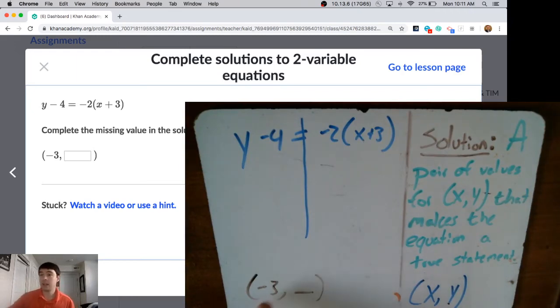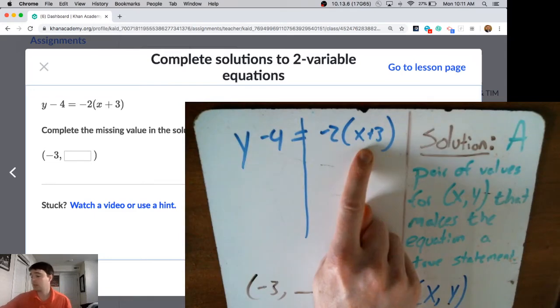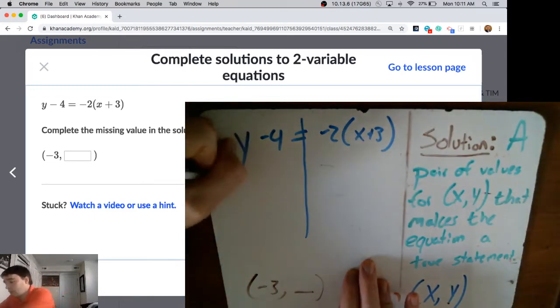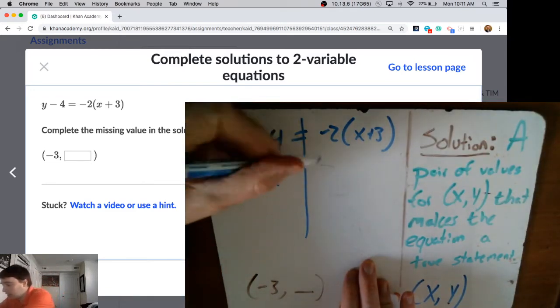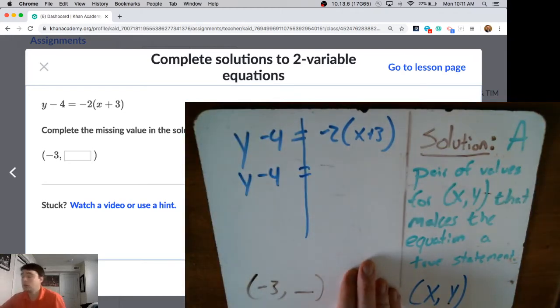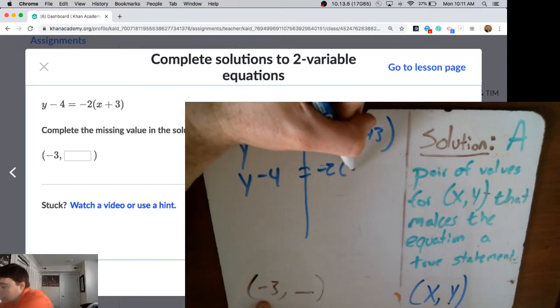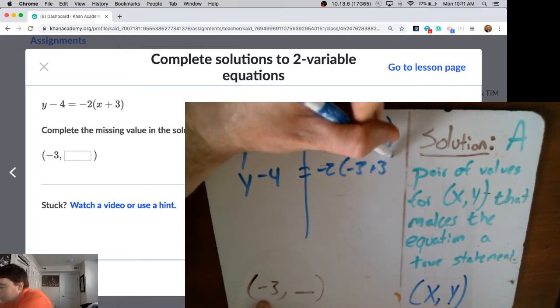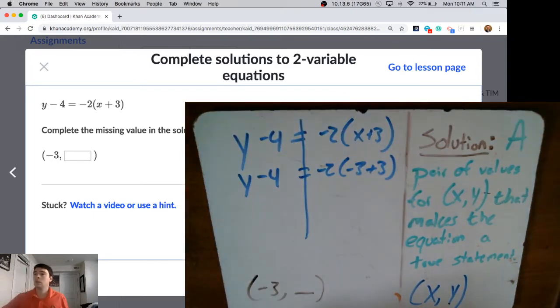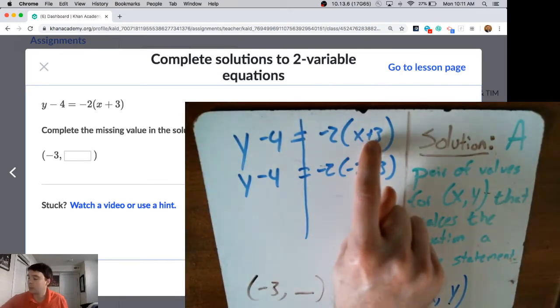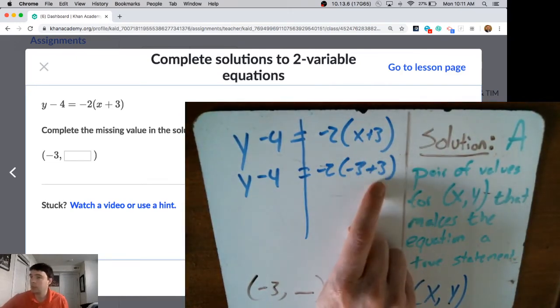So I'm going to take that -3 and I'm going to plug it into this equation. I don't know y yet, so the left side still stays at y minus 4. On the right side of the equation, now it says -2 multiplied with x gets replaced by -3. So the parentheses change from x plus 3 to -3 plus 3. Now I'm going to solve for y. I'm going to start doing order of operations.